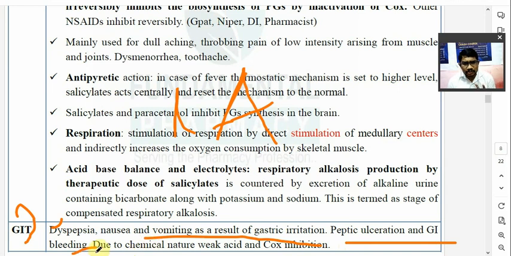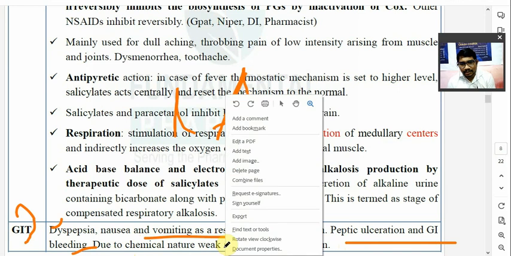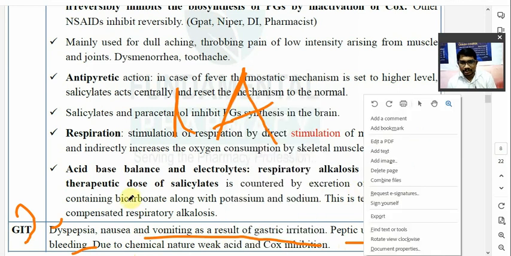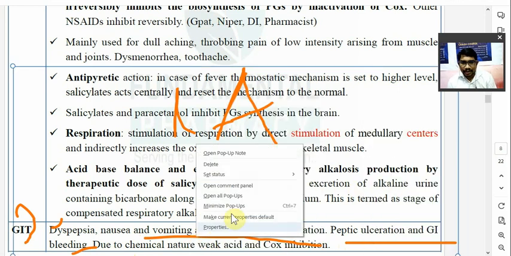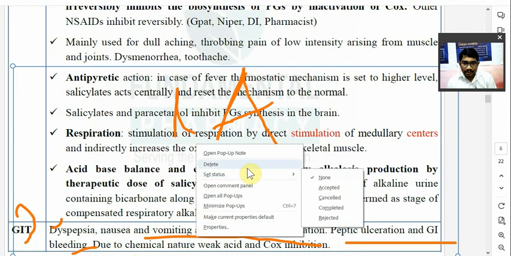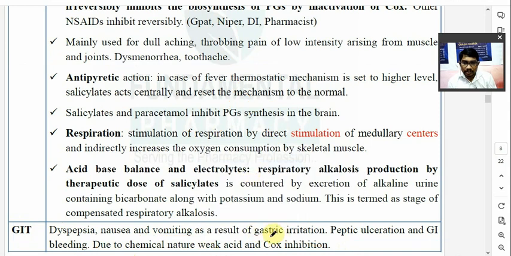They produce ulcer because of two reasons. ये aspirin ulcer कैसे करता है? Because of the two reasons. First reason क्या होगा आपका? As it is an irritant to your GIT. GIT के लिए irritant होता है. That is the first reason. Second reason, it inhibits the COX.